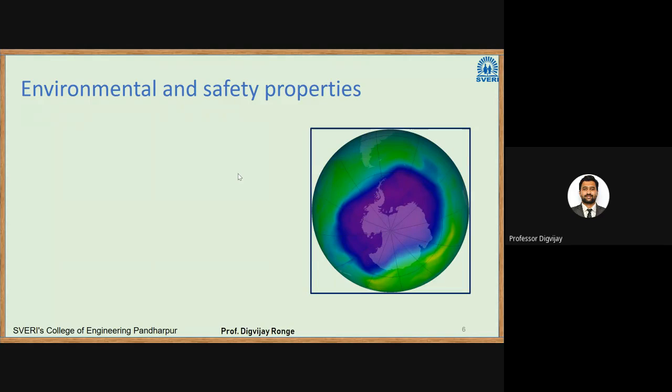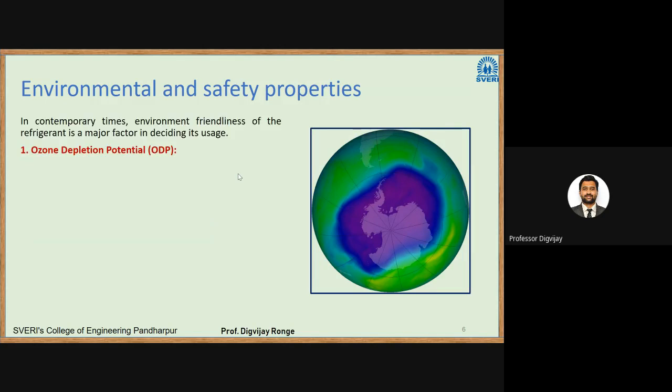So in environmental, there are not four, there are three important criteria. First is ozone depletion potential. Second was global warming potential, and third it was total equivalent warming index. Okay, so that we have seen last lecture.